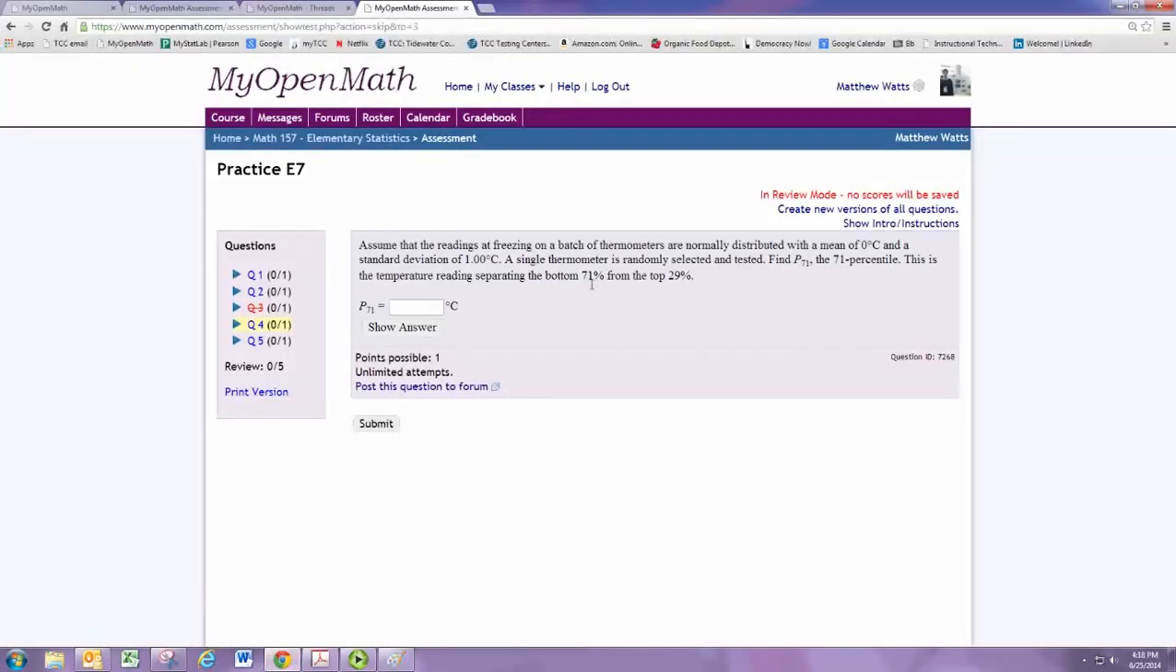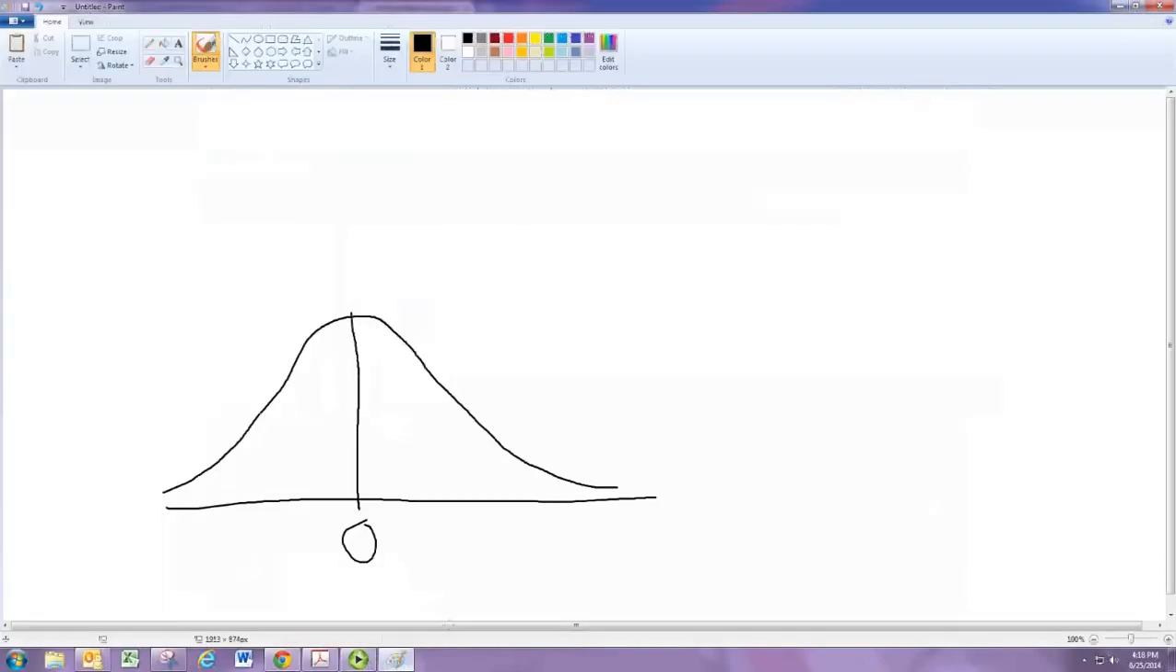We were actually told to draw the line so we separate the bottom 71% from the top 29%. And we're trying to figure out where that line is drawn. So we're told what these areas are. Since we want the bottom to be bigger than 50%, we need to draw the line somewhere on the right. And the question is really asking, what temperature is that? Where is that line drawn?